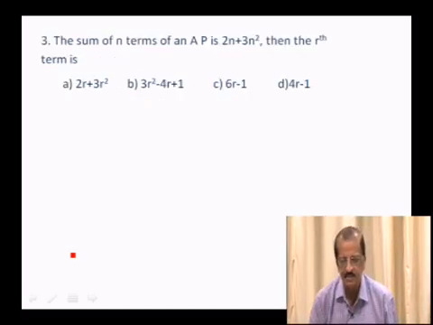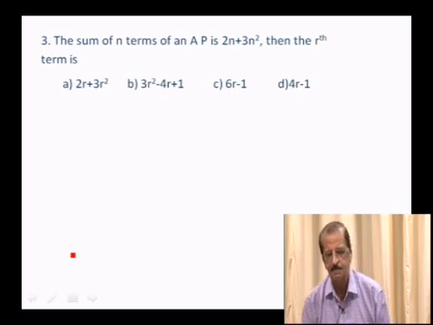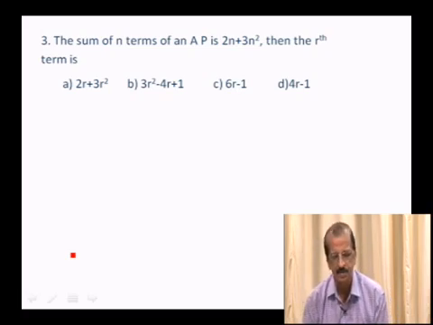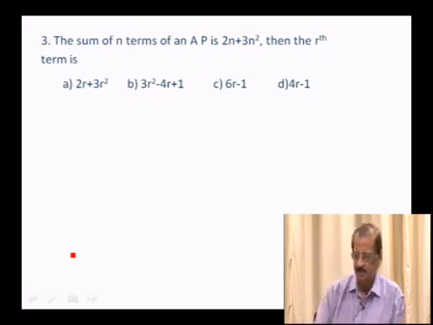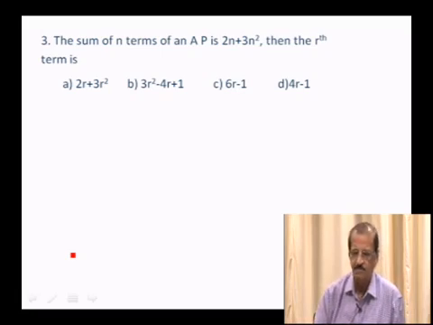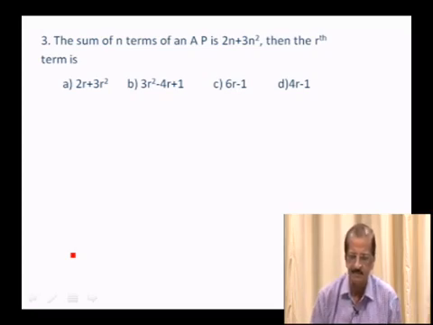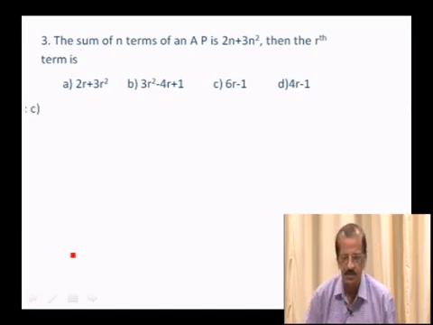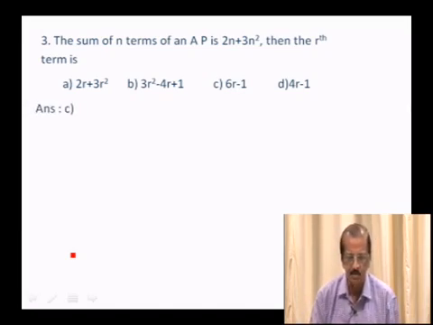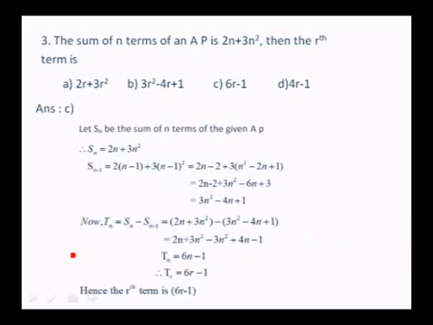Third one: the sum of n terms of an AP is 2n plus 3n square. Then the rth term is, see here, it has asked for the rth term, so you must be careful, don't try to find it with the Sn formula or anything. So the sum of n terms means Sn is equal to 2n plus 3n square. You take Sn minus 1 also. Sn is 2n plus 3n square and Sn minus 1 is 3n square minus 4n plus 1.